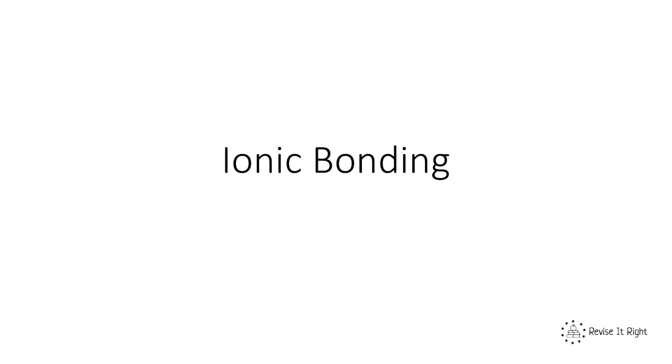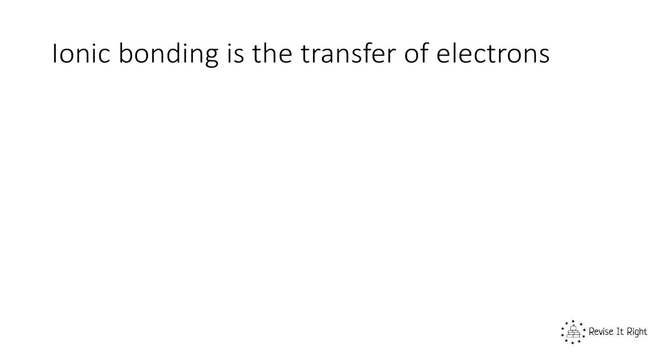This video is about ionic bonding. Now an ionic bond is the transfer of electrons. Okay, so it is the giving and the receiving of electrons. Now you'll remember from last video that a group 1 element loses an electron, whereas a group 7 element gains an electron. So if a group 1 element loses an electron, they become a positive ion.